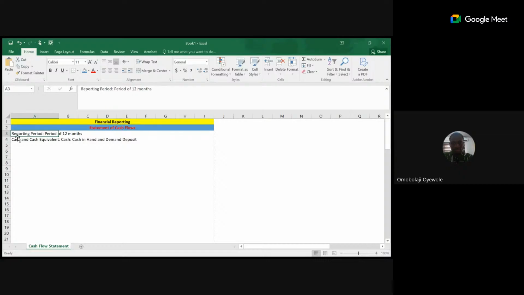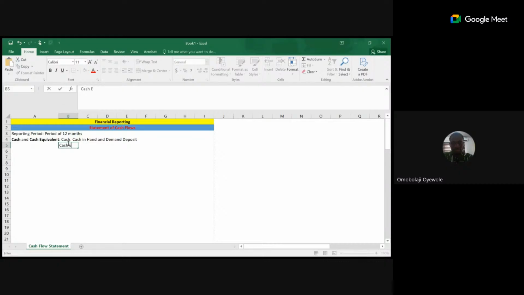So there are 2 different things here. The first one is cash. Then another one is what? Cash equivalent. So cash and cash equivalent are 2 different things. Yes, for the purpose of the cash flow statement, we are going to be combining them together, cash and cash equivalent. But let us take them one after the other. When we talk about cash, cash simply means cash in hand or demand deposits.